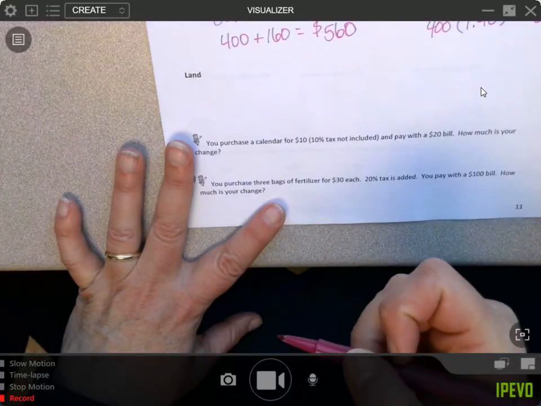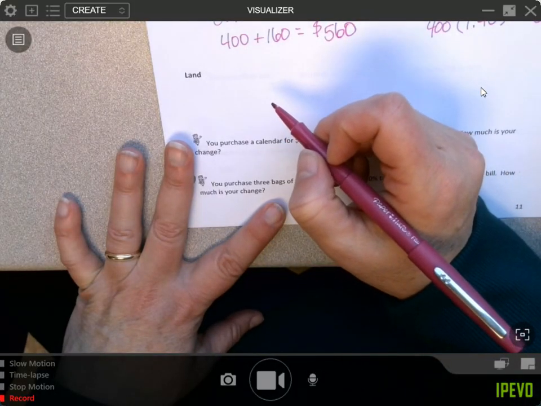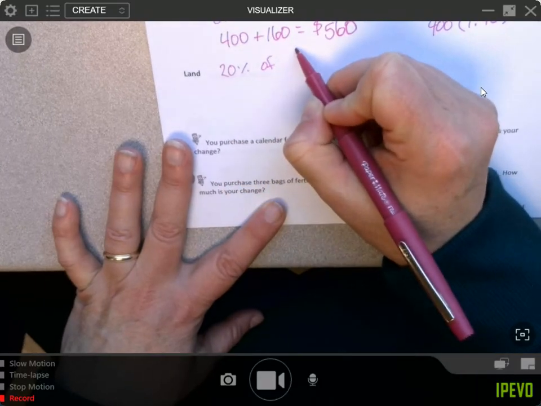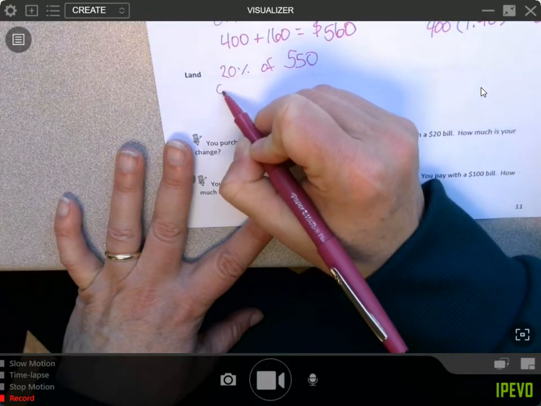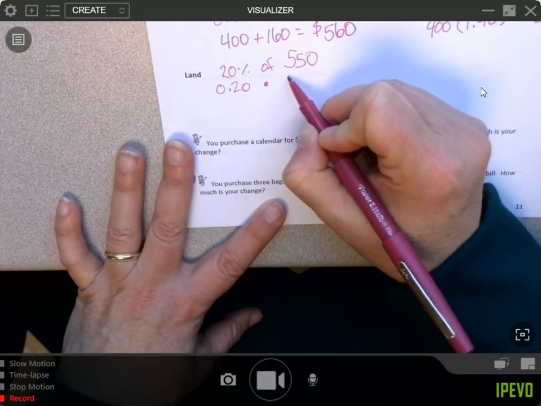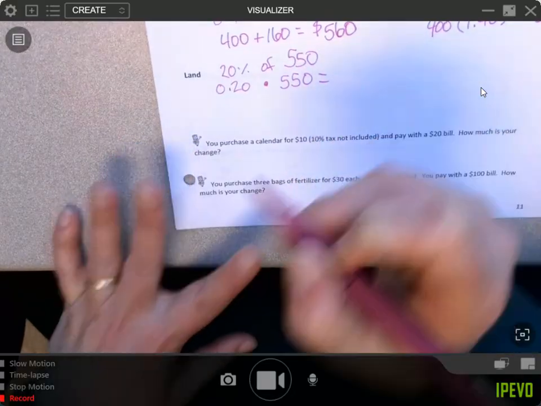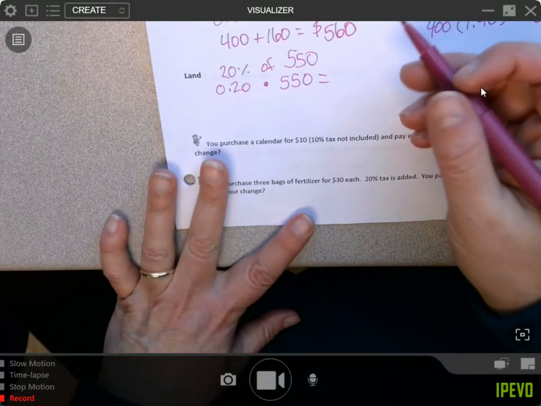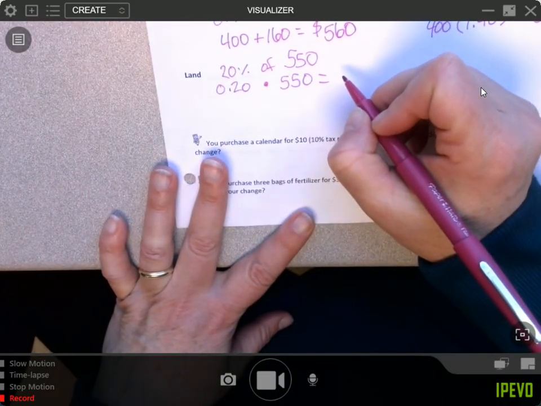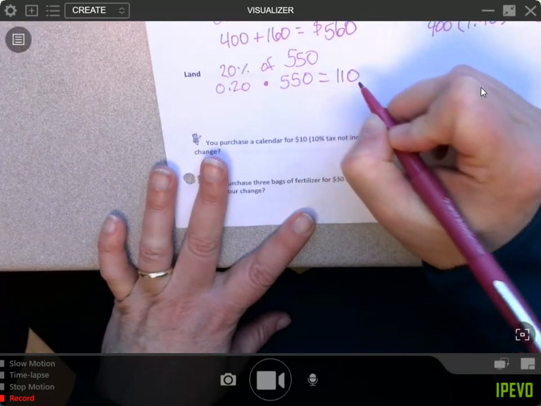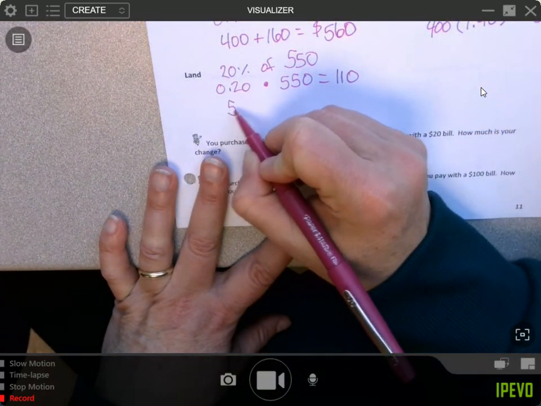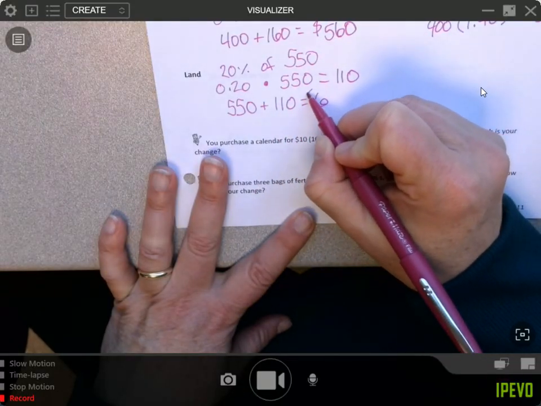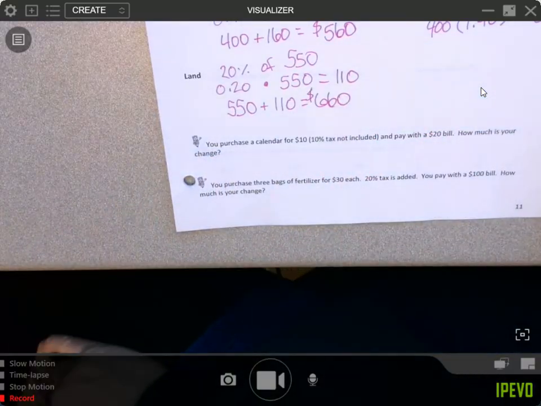Let's look at our land. We had $550 worth of land, and there's a 20% tax on it. So we want to know 20% of 550. So that's 0.20 times 550. What is 20% of 550? Bridget? Say it a little louder for me. 110. So that's our tax. So we have our original price of 550 plus our 110, and we get $660.